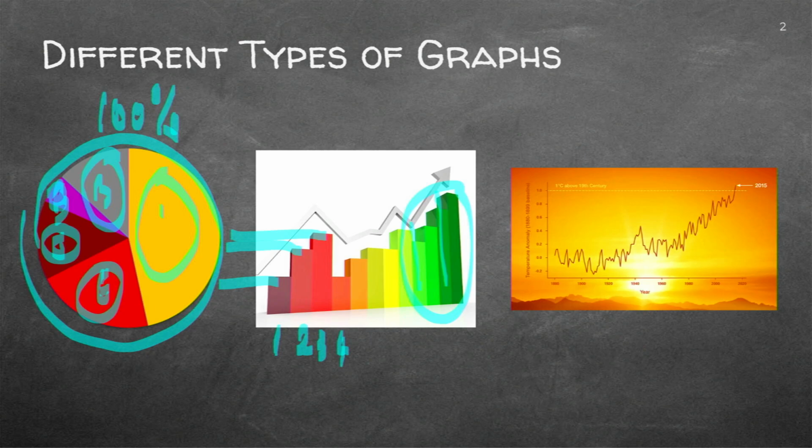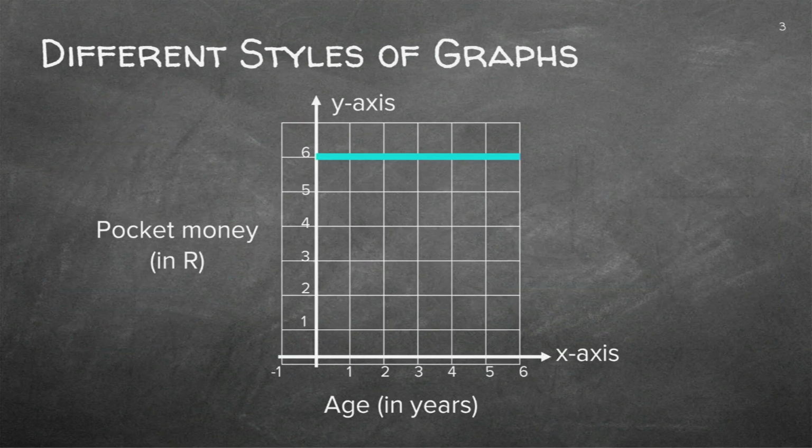Finally, you see here the line chart. A line indicating movement, and this will be the type of graph that we will be working with in this part of physics. So let's start off.